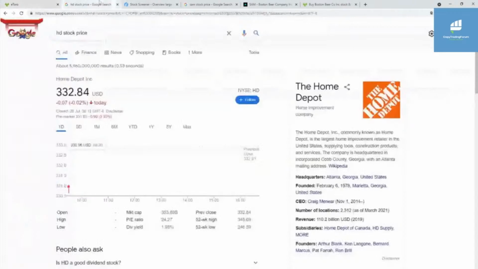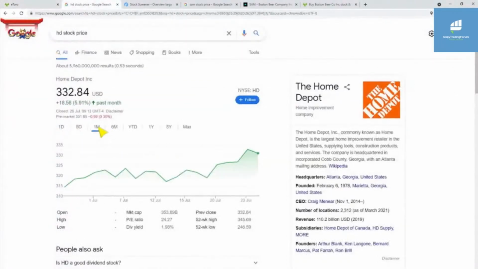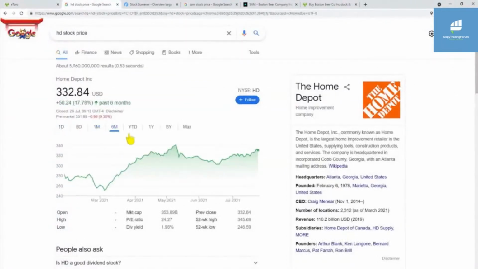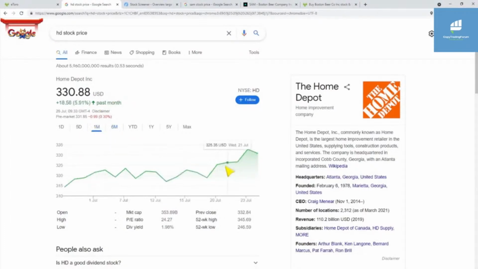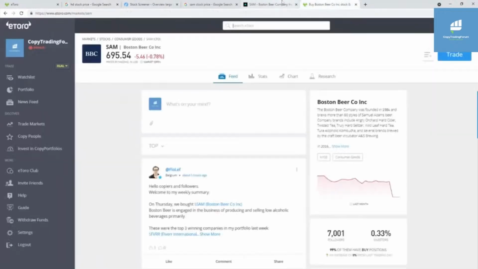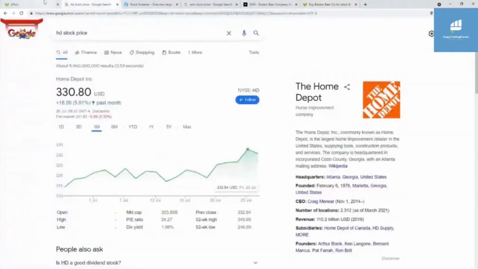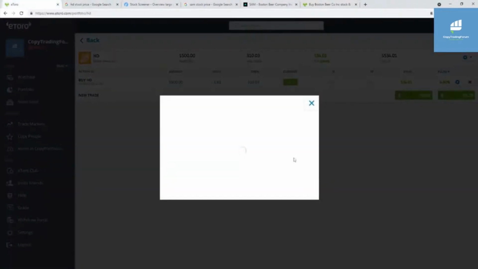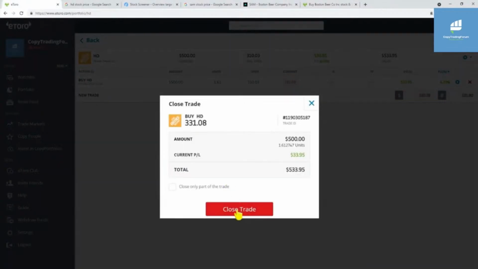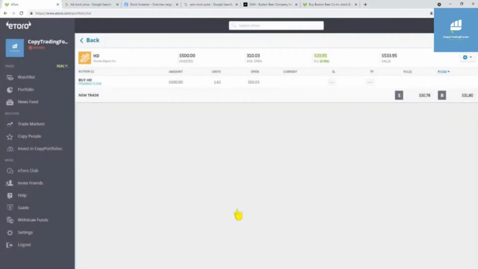And why am I selling that? Because I can see here over the last month, it's hit the highest point nearly. So there in May, it hit 341, but only about 2% off, and it's starting to drop again. So it's 3% over the last 6 months, but it's hit its highest point in the last month. So remember, I aim for 10%, but sometimes 6% is fine. So I close this trade here, and then we're going to buy another stock. So I close that now.